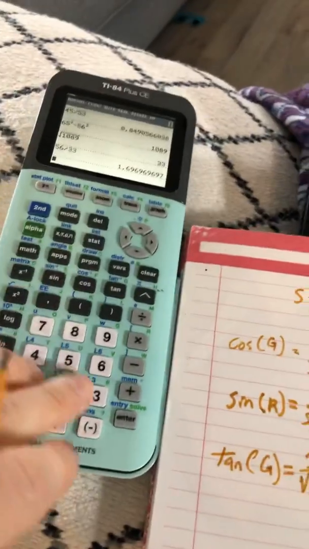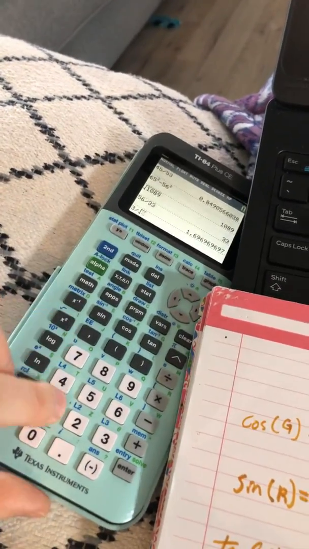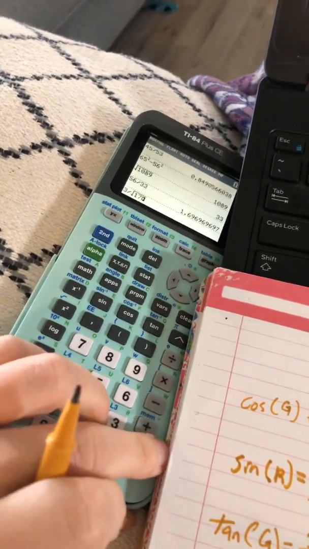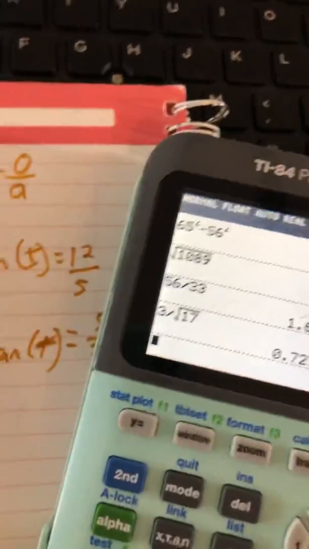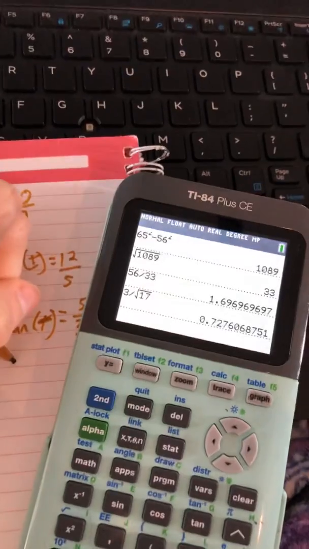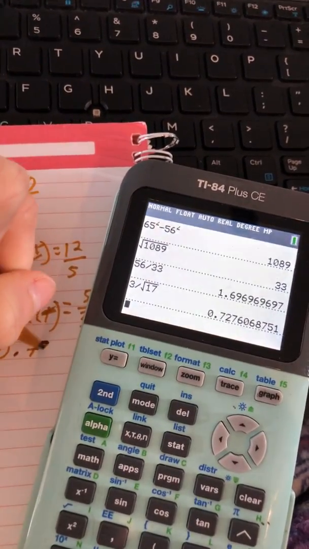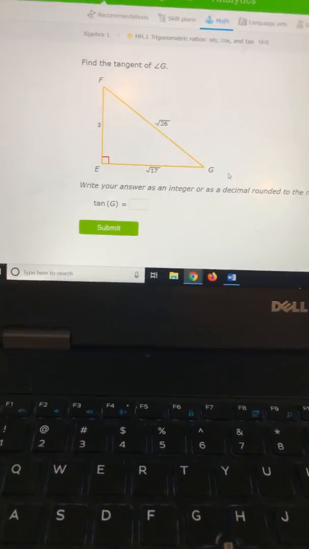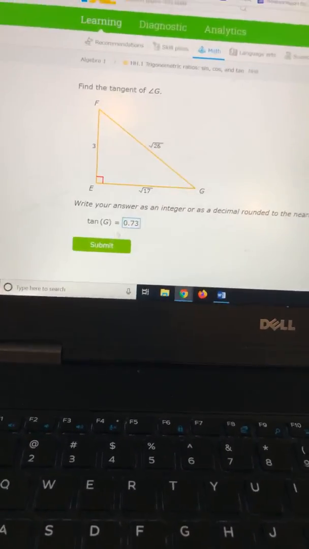Okay, so in the calculator, I'm going to type in 3 divided by the square root of 17. And it gives me this decimal right here. So going to the nearest hundredth, that's 0.7. That 2 will round up to a 3. And that's what we're going to type in. 0.73.